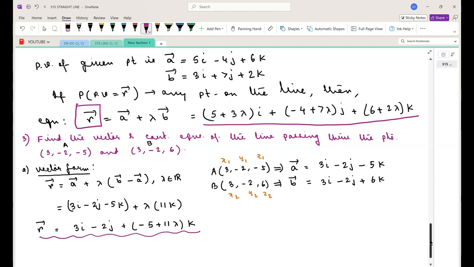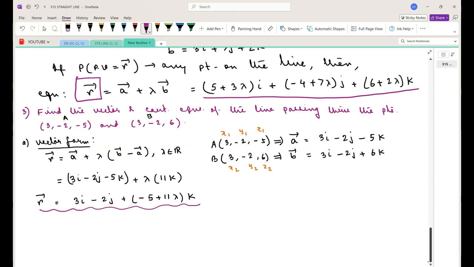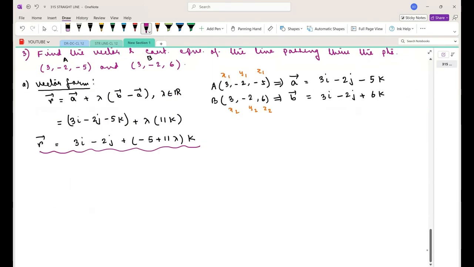Now we go to the Cartesian form. Okay, Cartesian form.